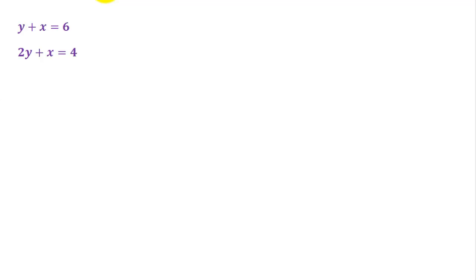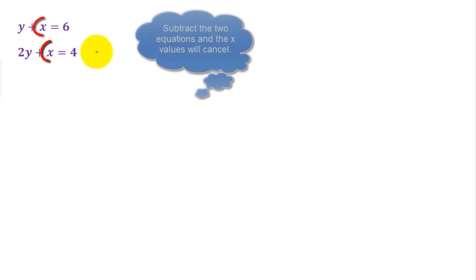Equations, and these methods all will involve what we call elimination. When we've got all the y's and the x's on the same side, it's often easier to eliminate x's and y's by subtracting or adding the two equations. Now here, we've got the same number of x's. We've got one x here and one x here. So if we were to take the top equation away from the bottom equation, then all the x's would cancel.